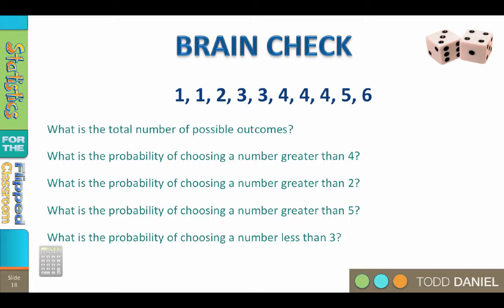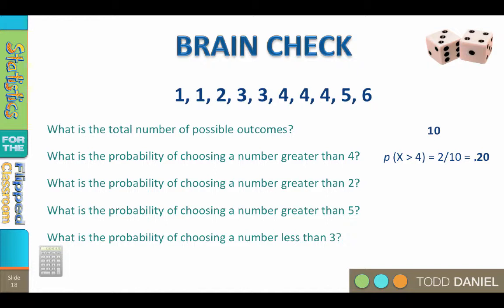Before we calculate probability, however, we need to know what is the total number of possible outcomes. Because there are 10 numbers in our data set, 10 poker chips in our bag, the total possible number of outcomes is 10. What is the probability of choosing a number greater than 4? Well, how many numbers are greater than 4? Only 2. So the probability is 0.20.